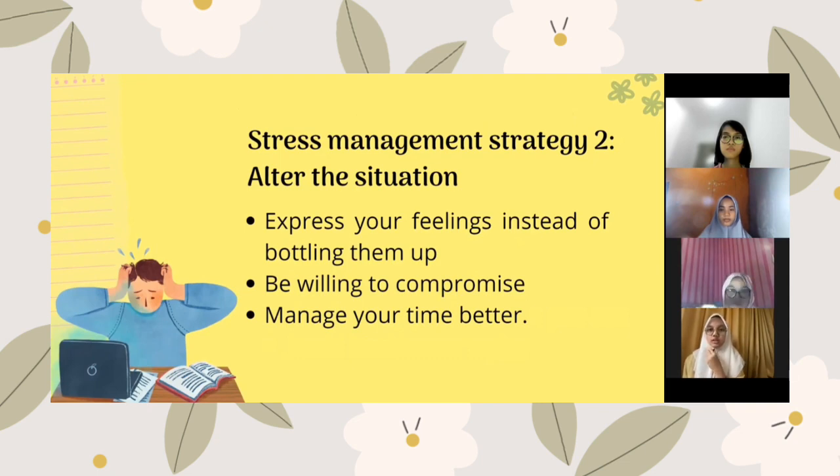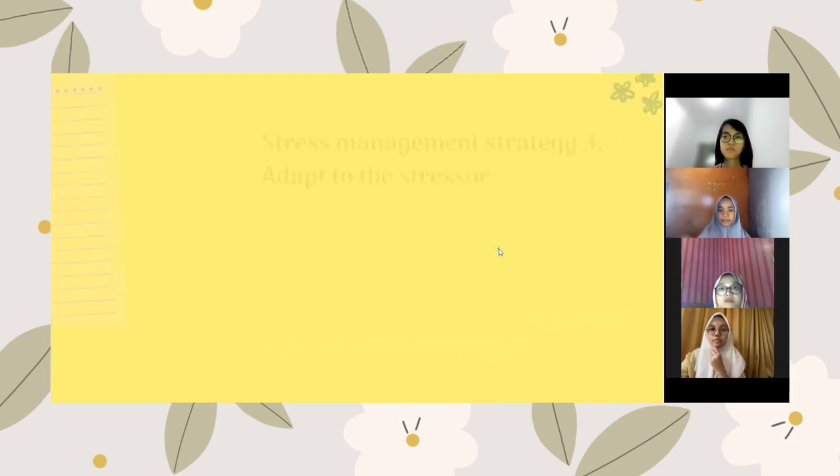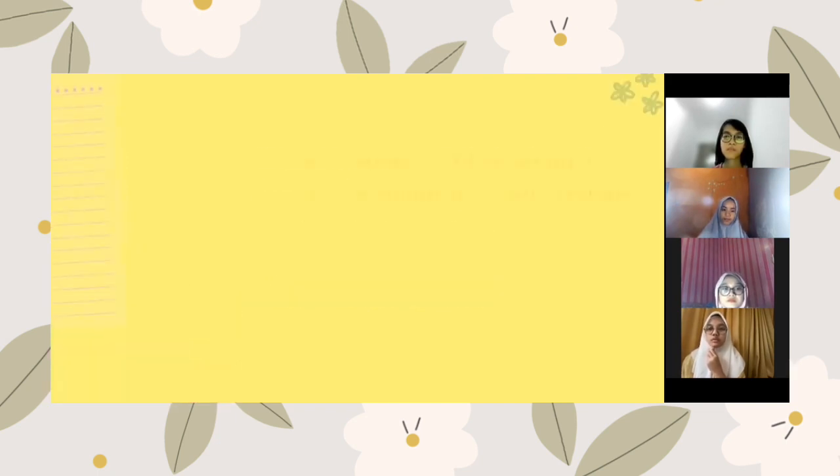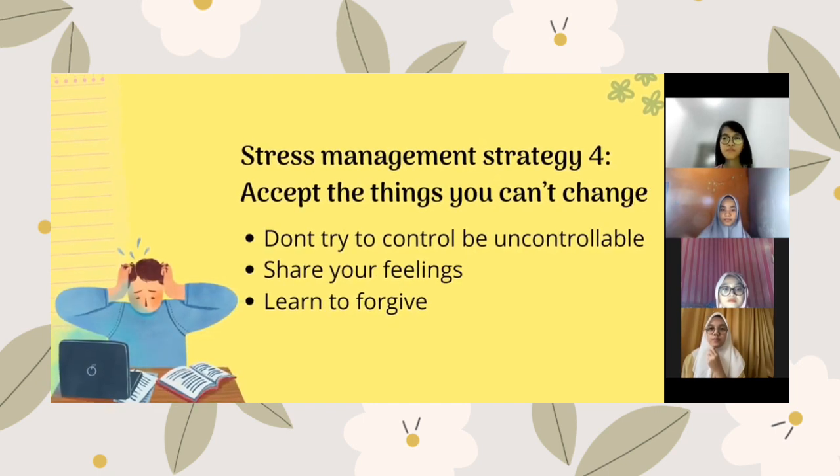Stress management strategy 2. Alter the situation. Express your feelings instead of bottling them up. Be willing to compromise. Manage your time better. Stress management strategy 3. Adapt to the stressor, look at the big picture, adjust your standards, focus on the positive. Stress management strategy 4. Accept the things you can't change. Don't try to control the uncontrollable. Share your feelings. Learn to forgive.